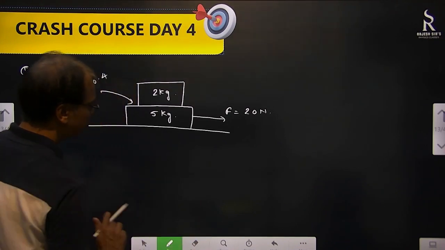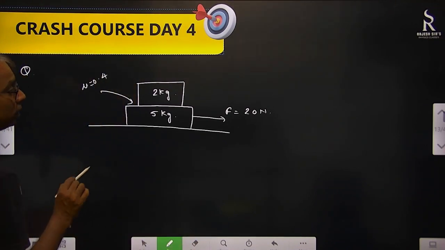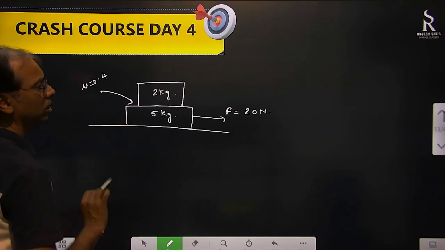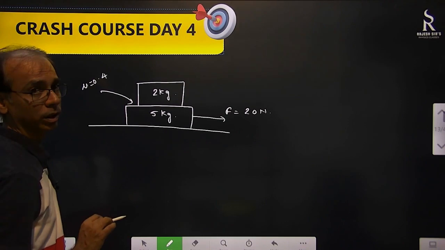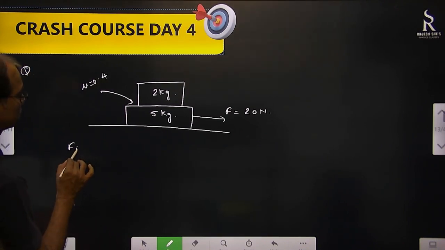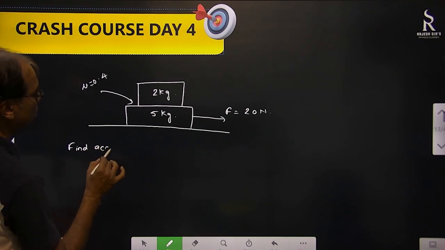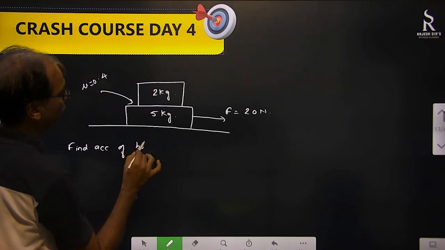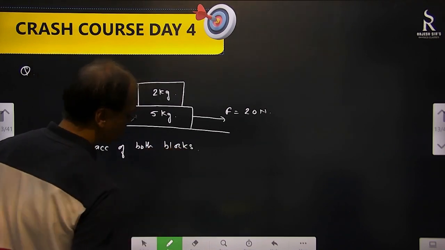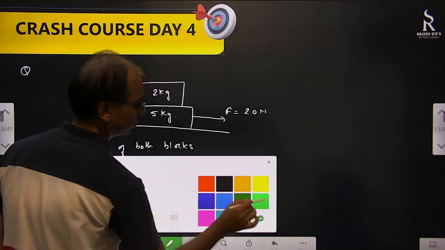Okay, fine. So now what we want in this one, we want to know the acceleration of both the blocks. I am not saying both are moving together here. Find acceleration of both blocks. Okay, see then what to do.